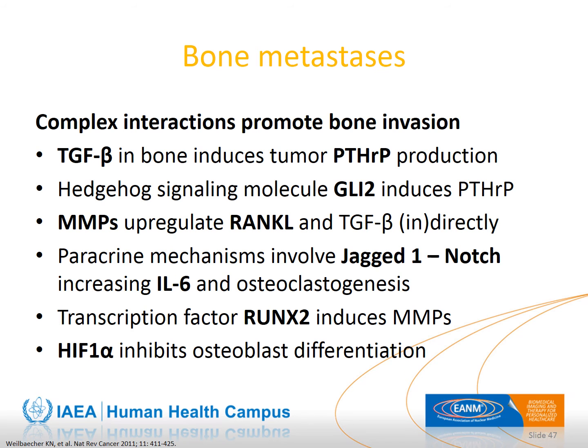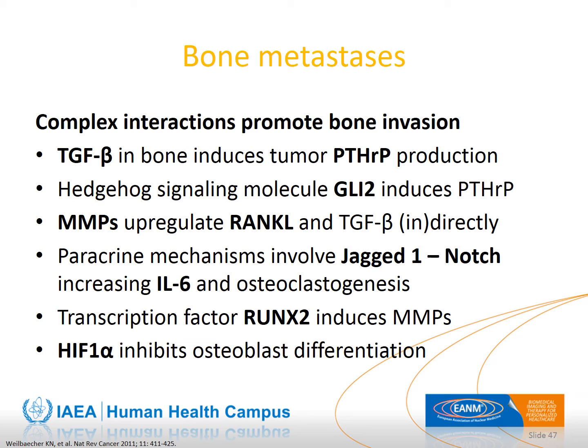Some of the mediators involved in these complex interactions are summarized in this slide. TGF-beta, released from the bone matrix, induces tumor PTHrP production. In parallel, the transcription factor GLI2, which is part of the hedgehog signaling pathway, is overexpressed in tumor cells and amplifies this PTHrP secretion. The tumor-produced MMPs, by activity of RUNX, not only facilitate stromal invasion by tumor cells, they also increase the locally active RANKL by cleavage of precursors.